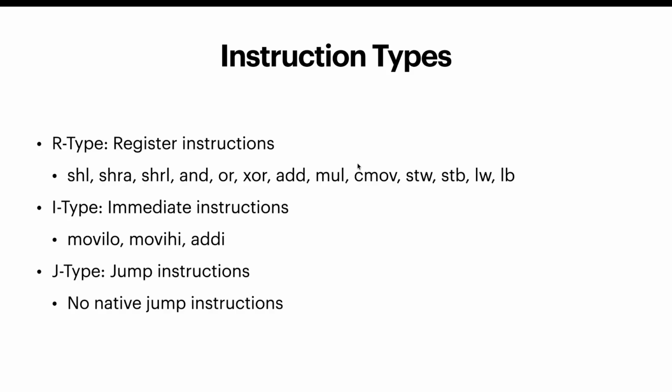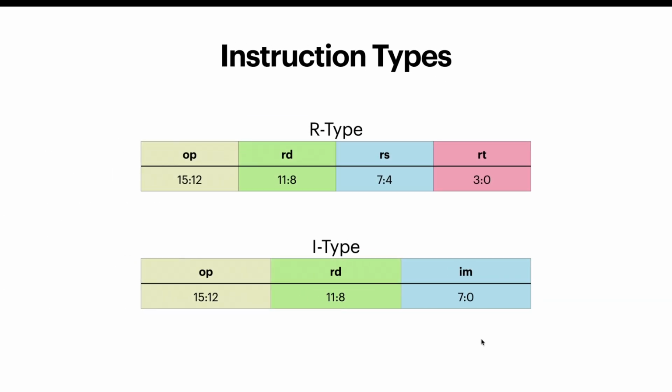X16 has two instruction types: R-type register instructions with 13 different instructions, and I-type immediate instructions with 3 different instructions. Note that X16 does not support any J-type or jump instructions. Here's the layout for instruction types. R-type instructions have 4 bits for each parameter, and I-type instructions have 4 bits for op and RD, or destination register, but 8 bits for the immediate value.